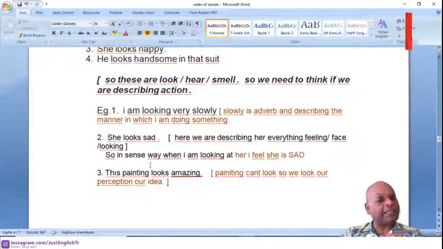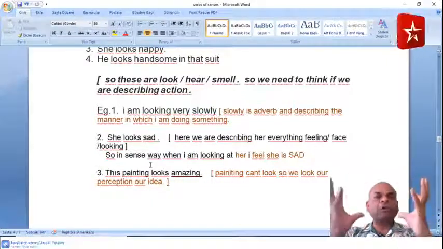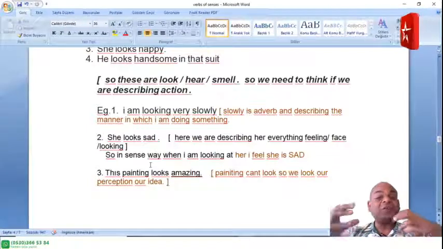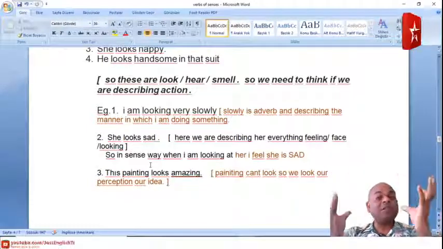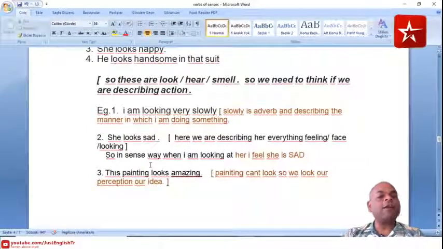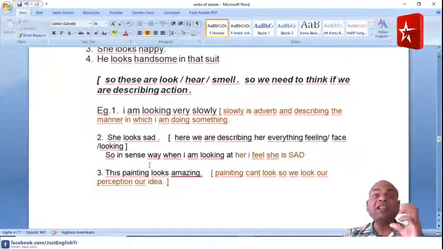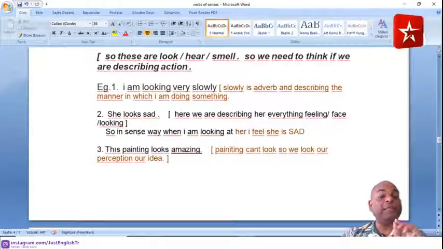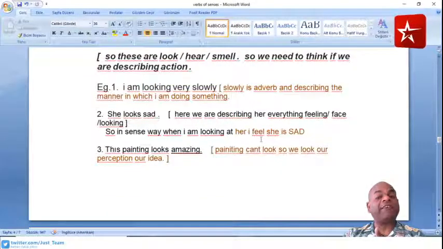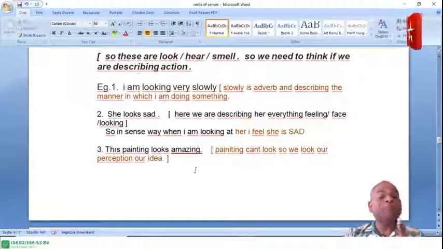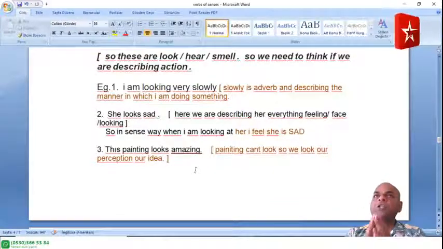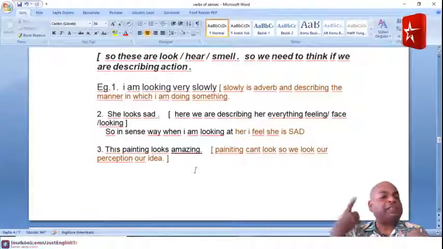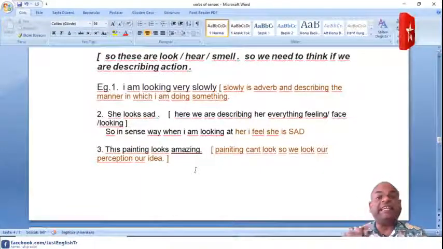So when you say she looks sad, we're describing everything about her. We're describing her face, her feelings, her looking. That's why we say there, she looks sad. We are not talking about a specific thing or a specific sense there. So in a sense, when I'm looking at her, I feel she is sad. When we sense this, we say, oh my God, she looks gloomy, she looks sad. Her face is down. That's the time we have a sense of feeling that she is sad.